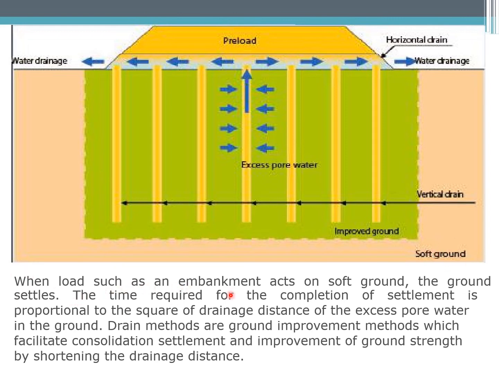When a load such as an embankment acts on soft ground, the ground settles. The time required for the completion of settlement is proportional to the square of the drainage distance of the excess pore water in the ground. Drain methods are ground improvement methods which facilitate consolidation, settlement, and improvement of ground strength by shortening the drainage distance. We shorten the drainage distance, so we shorten the time for the soil to consolidate, and make sure that the settlement will be faster.